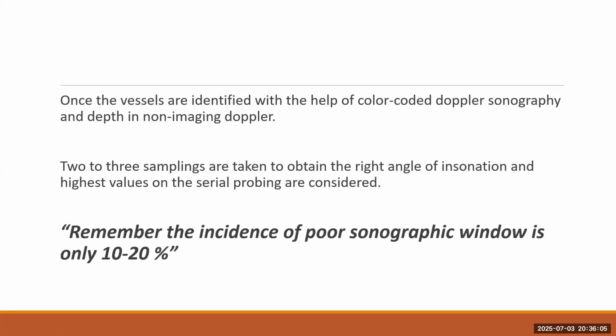So what we need to remember is there are only 10 to 20% of the patients who have a poor transtemporal or a poor neurosonographic window. So possibly in 80 to 90% of the patients we would still be able to acquire some vessel, or let's say some good window for insonating the major vessels. So we can do all our monitoring or non-invasive ICP estimation in 80 to 90% of our ICU patients.